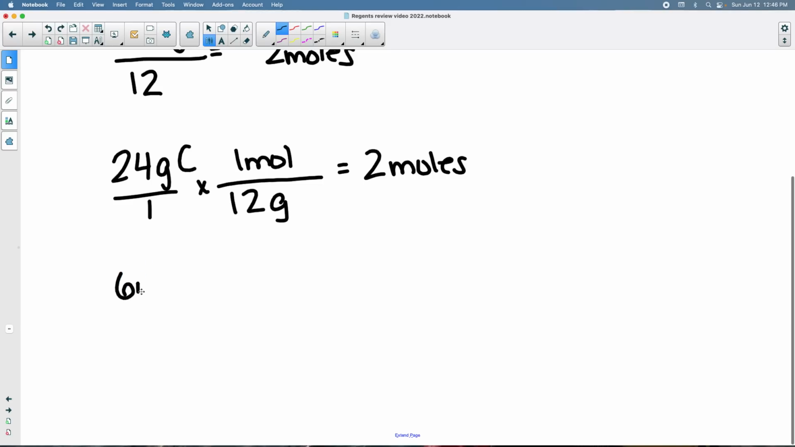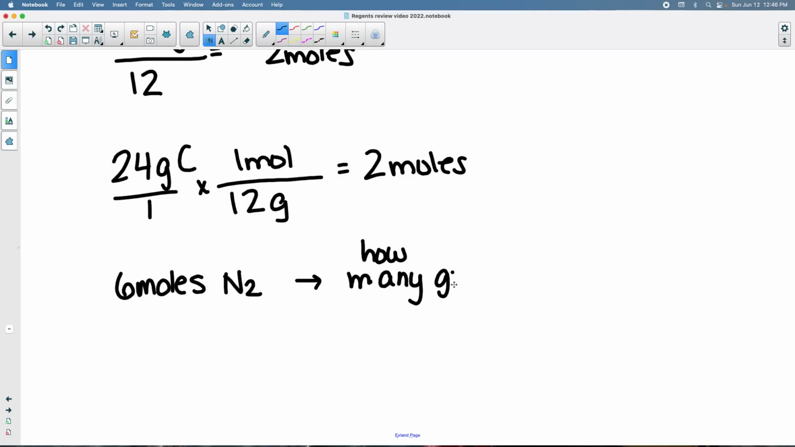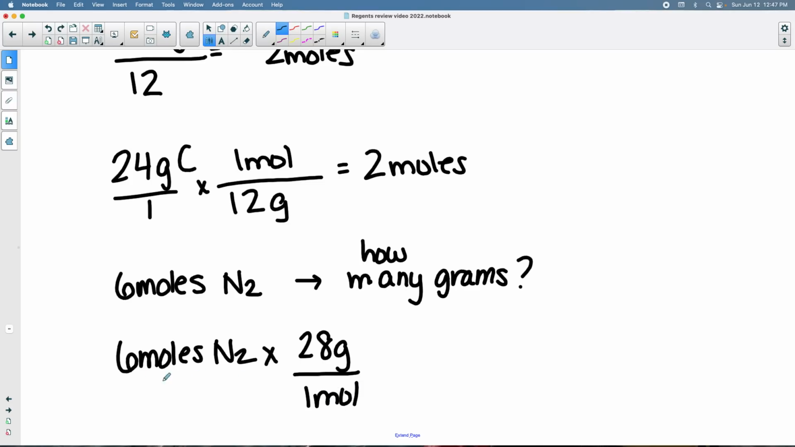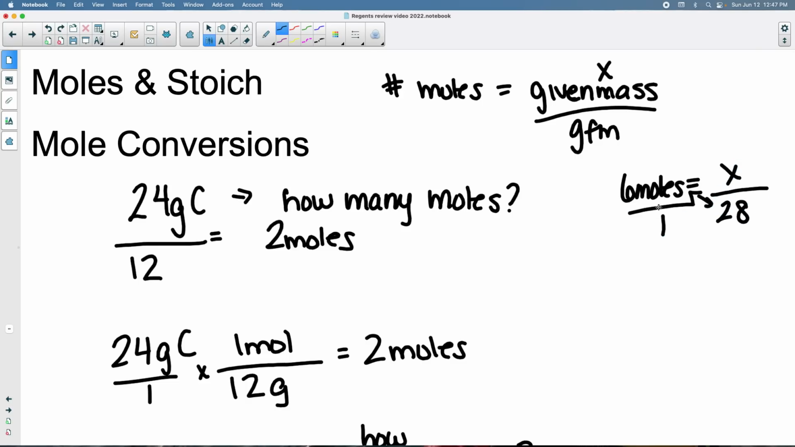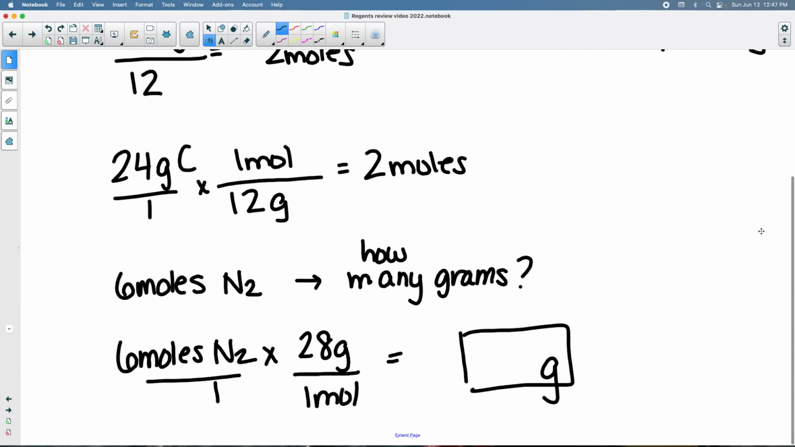If we're given 6 moles of N2 and they say how many grams, we can either just do 6 moles N2 times 28 grams over 1 mole, and then when we do the math, get the answer. Or we can plug it into here, and this is where my given mass would be my X, would be 6 moles equals X over 28. Either way, we're still multiplying the number of moles times the gram formula mass.